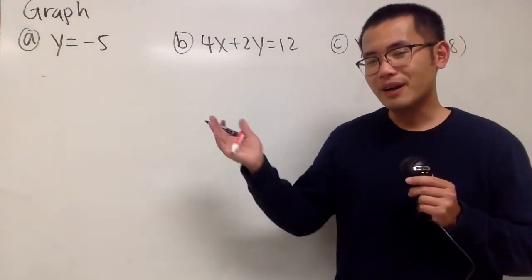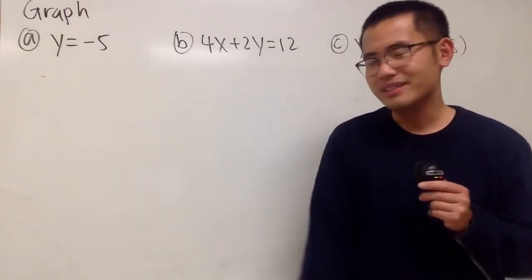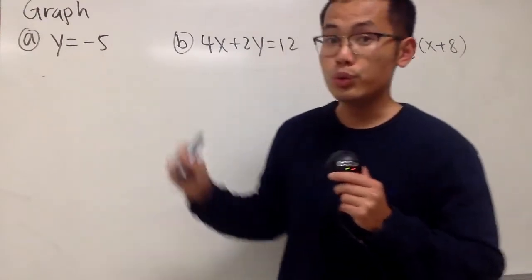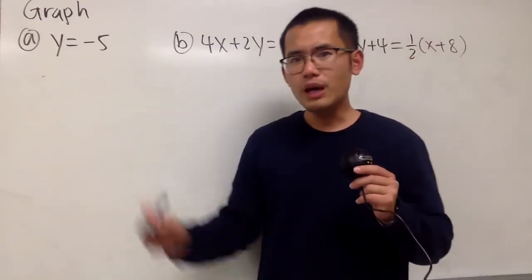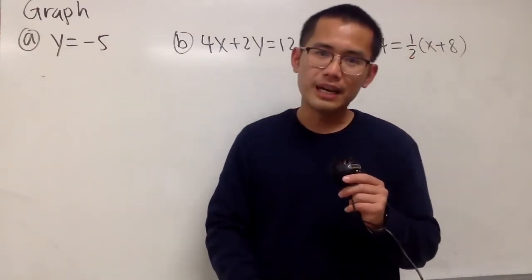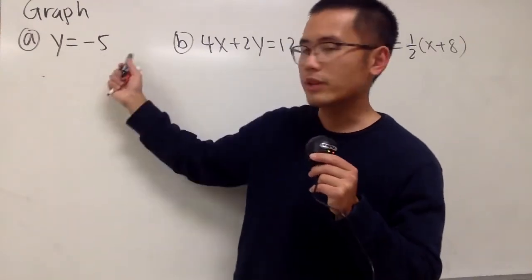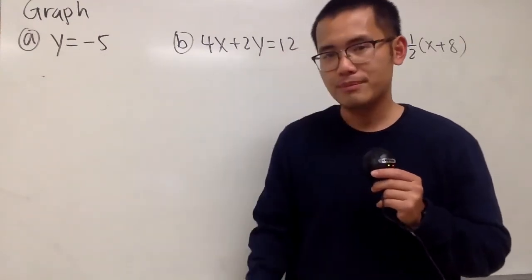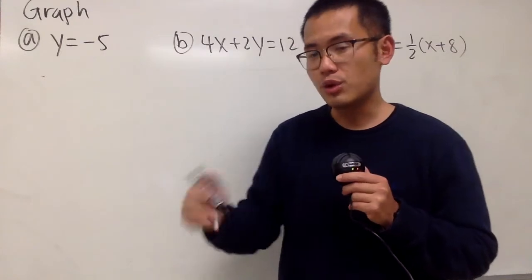Okay, we're going to graph the following equations. Let's begin with the first one. Here we go. We have y is equal to -5. Notice there's no x right here, right? So the idea is that whenever we have y is equal to a number, we have a horizontal line because the slope right here is 0.